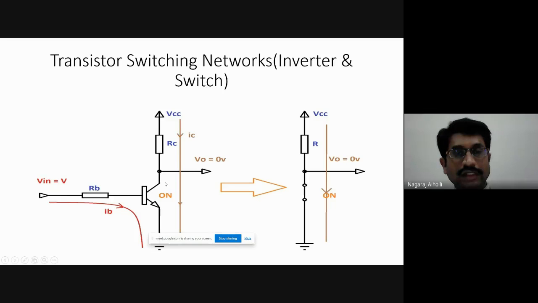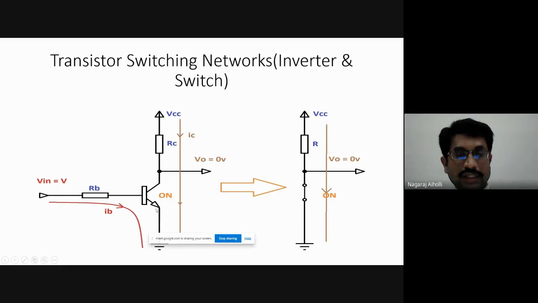Meaning of inverter is if you are applying the input voltage high, the output voltage will be low. If you are applying the input voltage low, the output voltage will be high. This is the meaning of the inverter. Now let us apply high voltage here, V in equal to V. When we are applying the high voltage, then this transistor turns on because the base current IB flows through this transistor to ground, and hence the transistor will be in on state. Transistor will go into saturation.